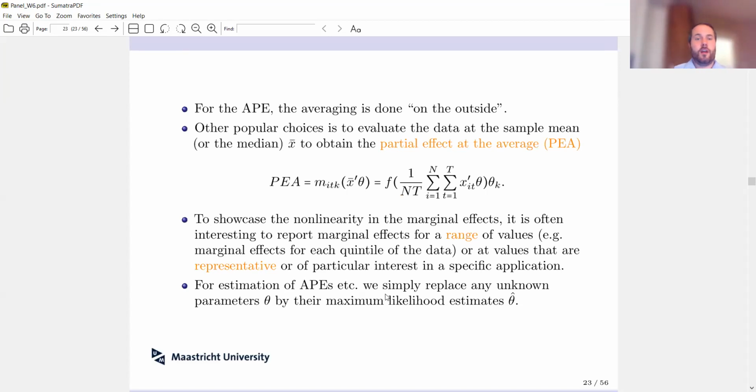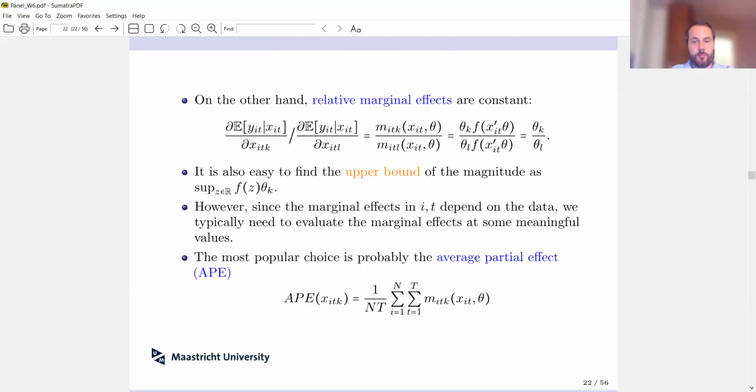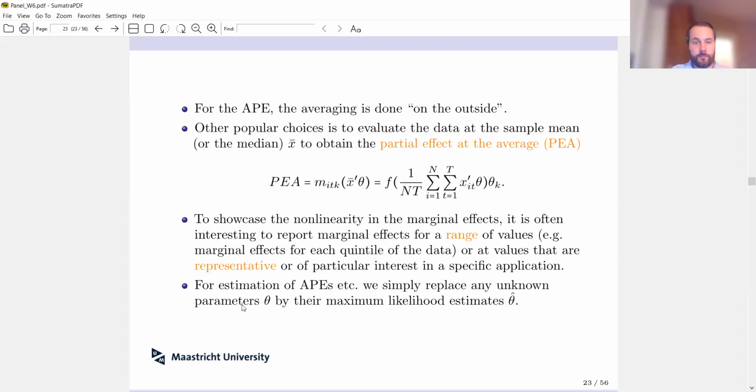Here the averaging is done on the outside, but you could also evaluate the marginal effect at the sample mean, or at the median, or some other meaningful value. Then you do the averaging on the inside before you apply this F. It's not necessarily the same, of course, but both values make sense depending on the application at hand. But again, the APE is probably the most popular choice.